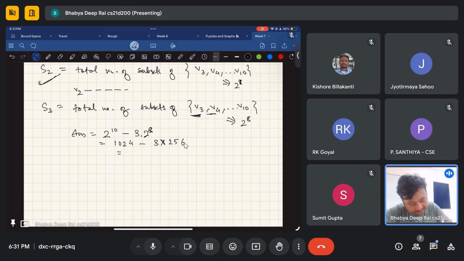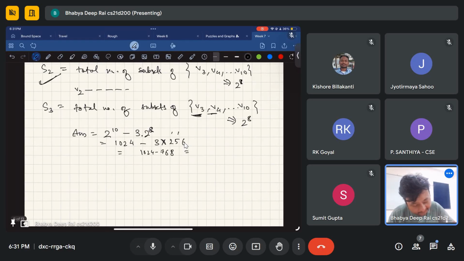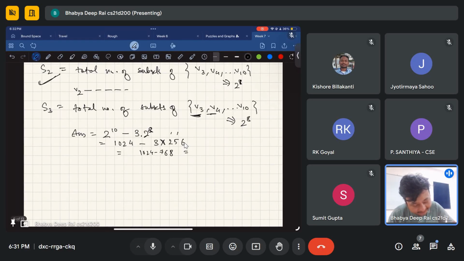256, which will be 3 6, 18 1 15 16 1 6 7. 1024 minus 768, which is equal to 14 minus 8, 6.